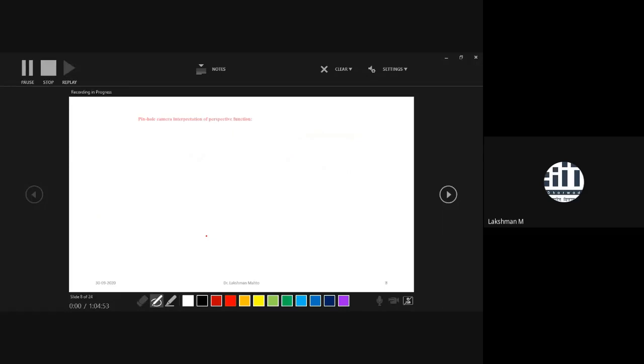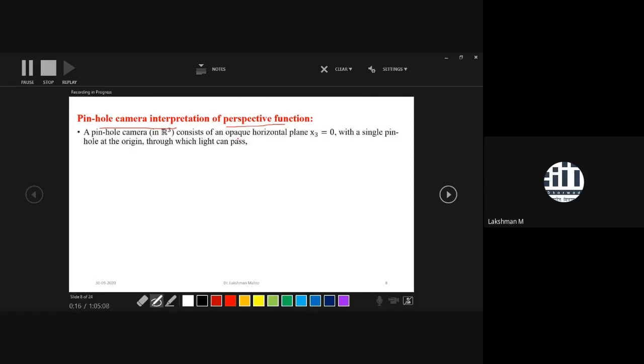So I will take one example, the pinhole camera interpretation. We can define a pinhole camera and explain it with the help of the perspective function. What does it do? A pinhole camera consists of one opaque horizontal plane, that is x3 equal to 0, that means the x1 x2 plane, with a single pinhole at the origin through which light can pass.